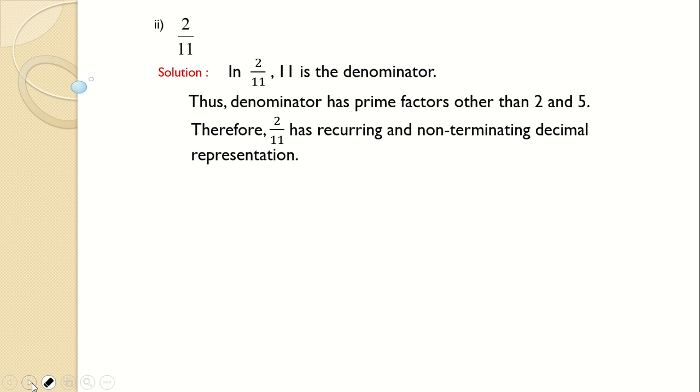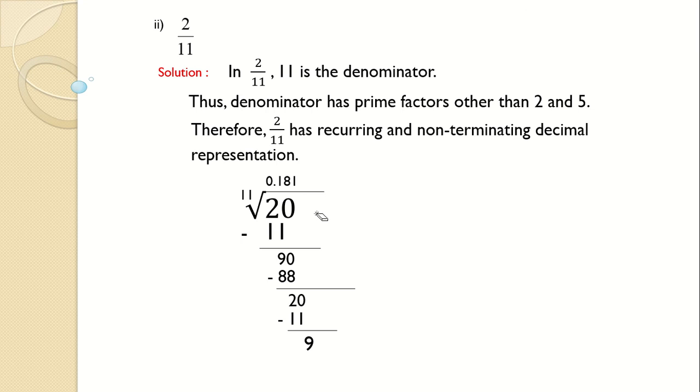non-terminating decimal representation. See here, when we divide 20 by 11, we get 0.181818 and it will go on. After we have divided, 90, then we got 88, then again this 20 is coming; again 90 will come, again 8 will come. So 0.181818 will go on coming, so it is recurring type. The first two I have actually divided and shown, so that you get to know that one was terminating and this is non-terminating.